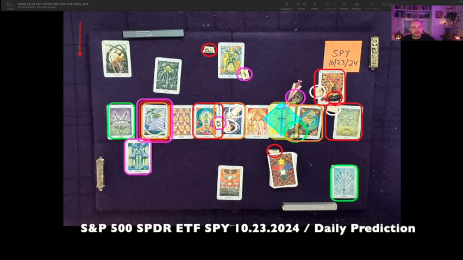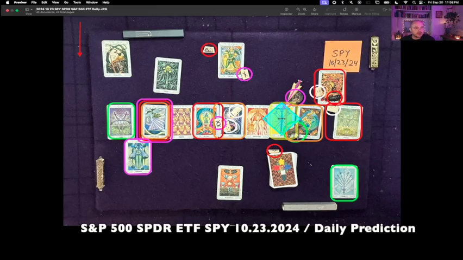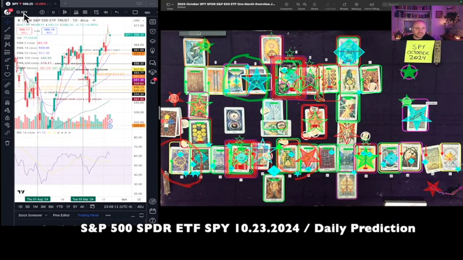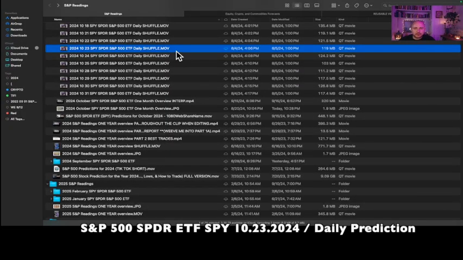This is the S&P 500 SPDR ETF SPY one-day reading for October 23rd, 2024. It's currently September 20th, 2024, 11:08 p.m. Eastern Time. SPY at the time of this reading is $568.25. That's USD. The shuffle video for the October 23rd reading was created on August 4th, 2024 at 4:06 p.m.